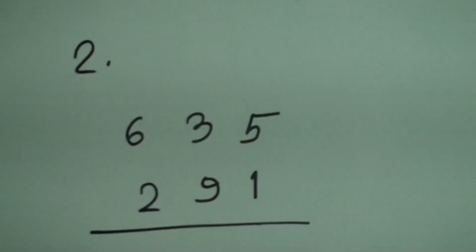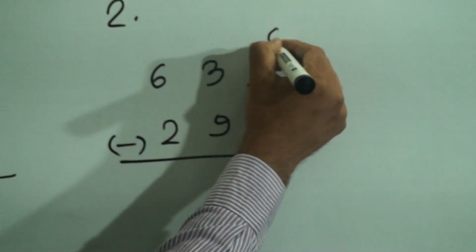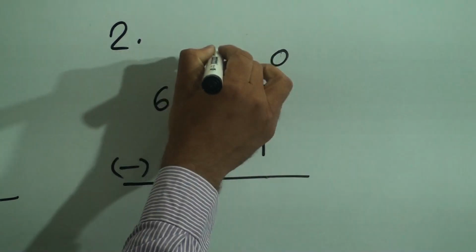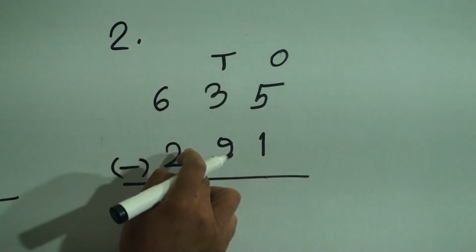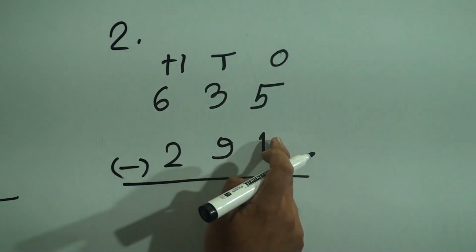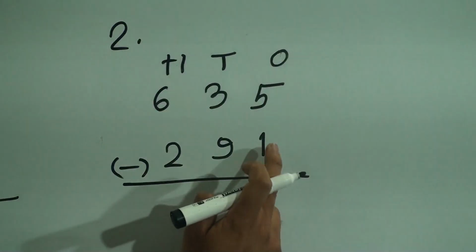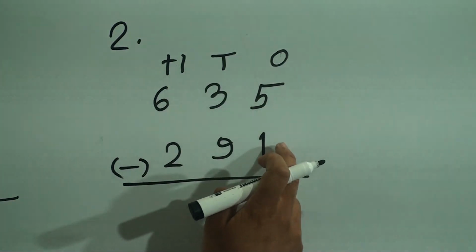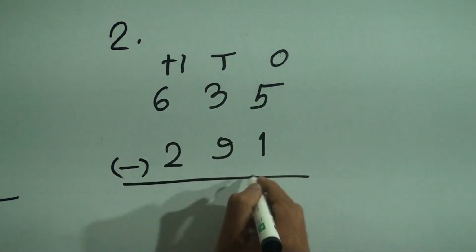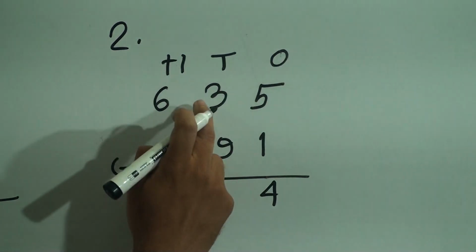Again draw a line and take the minus sign. 5 and 1 are the ones place digits, 3 and 9 are the tens place digits, 6 and 2 are the hundreds place digits. Now subtract 1 from 5. 5 is the top digit and 1 is the bottom digit, and 1 is smaller than the top digit. Now 1 from 5 it will be 4. There is no carry.